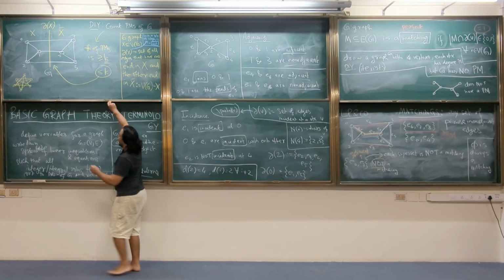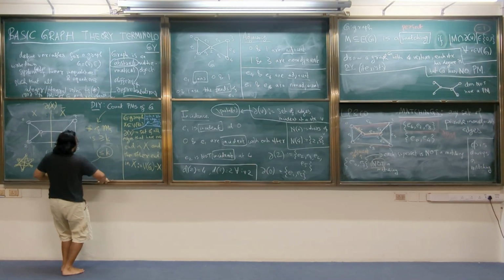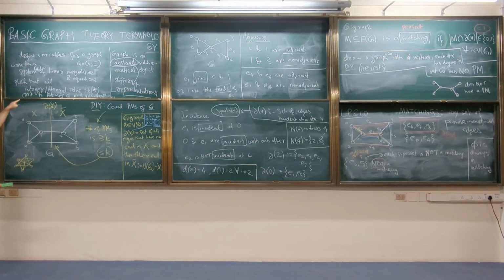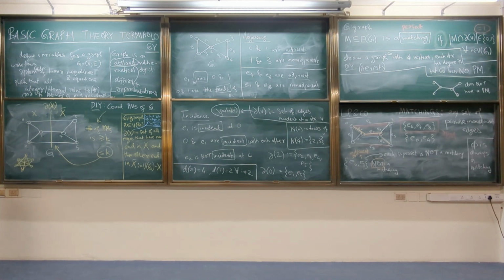Okay, so for this example, if you write down your system, the number of integer solutions to that system should be exactly k, where k is the number of perfect matchings of the graph. Every perfect matching should correspond to one integral solution, and every integral solution should correspond to a perfect matching. There should be a bijection between these two sets.